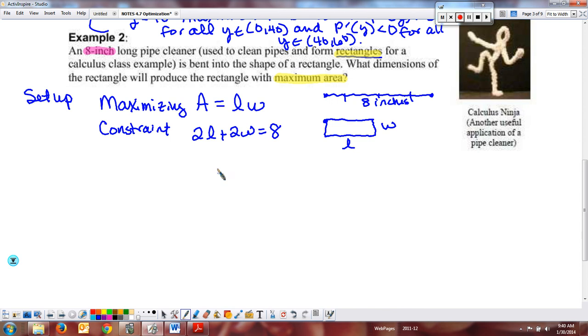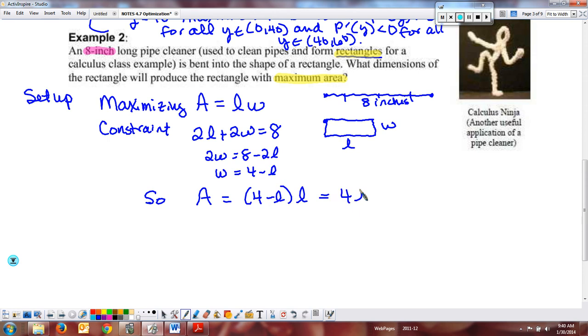Now in this problem, does it really matter which one you solve for? No, you can pretty much just choose what you want. I'm going to go ahead and choose the width and solve for that, although you could have done length, it doesn't really matter in this case. So our 2W would be 8 minus 2L, and W would be 4 minus L. So this is going to allow us to substitute and create our primary equation with one variable. We put it in, 4 minus L times L. Simplify it, 4L minus L squared. So we get to that point, now we're ready to take our derivative.